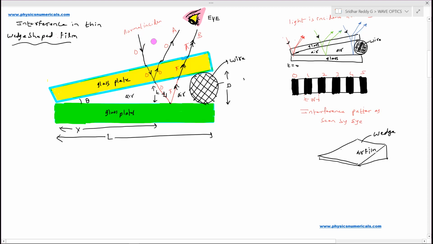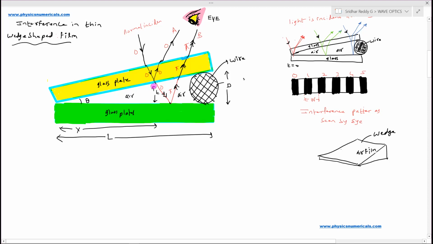Since it's normal incidence, we need not bother about the reflected ray here. Now there are two rays, A and B. A and B are both due to the air film. The upper part of the air film will produce ray A, and the lower part of the air film will produce ray B. We have to think in this way. This light is incident normally, and when it encounters the air-glass interface, a part of the ray will be reflected and a part transmitted. The reflected ray will have a phase angle of 0.